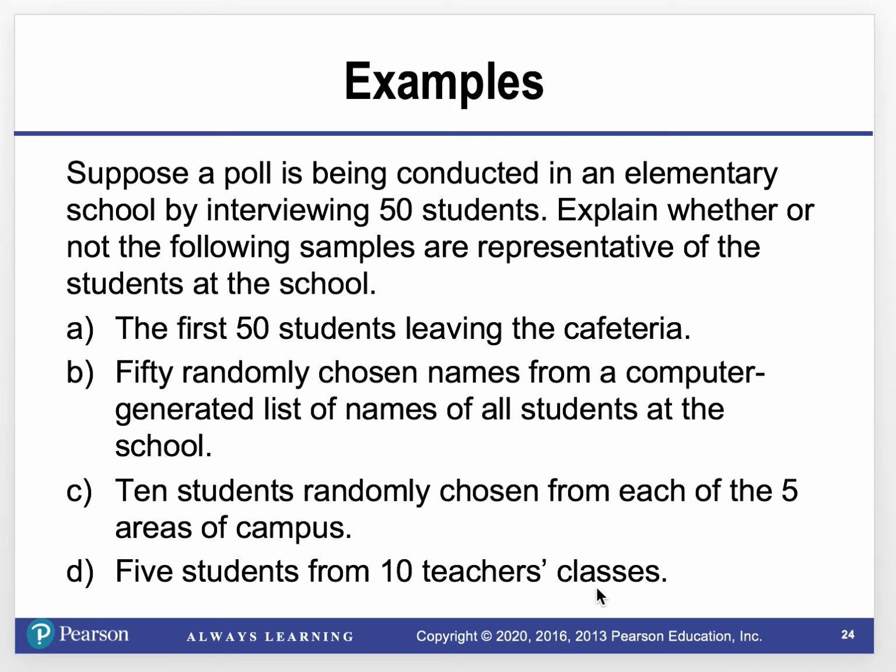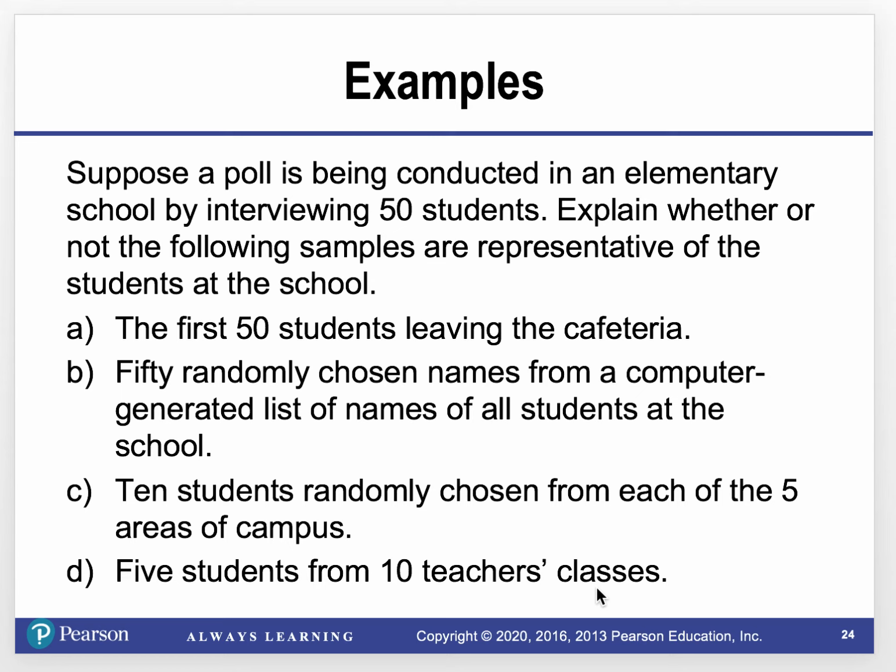50 randomly chosen names from a computer-generated list of names of all students at the school. Yeah, if it's really randomly chosen from all students at the school, then everyone, whether you're first grade, second, fourth, fifth grade, right, has a chance of being selected. 10 students randomly chosen from each of the 5 areas of campus. Okay, if there are only 5 areas of the campus, and those 10 students are randomly chosen, that would probably be fine. 5 students from 10 teachers' classes.